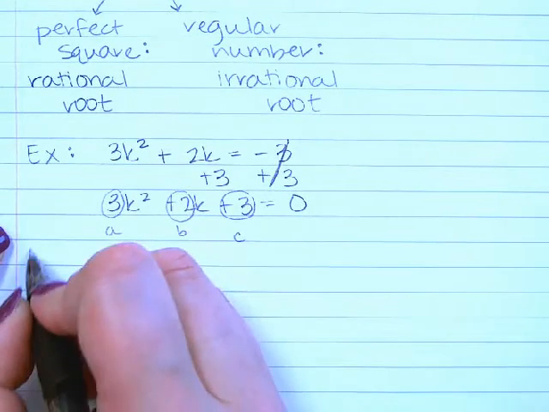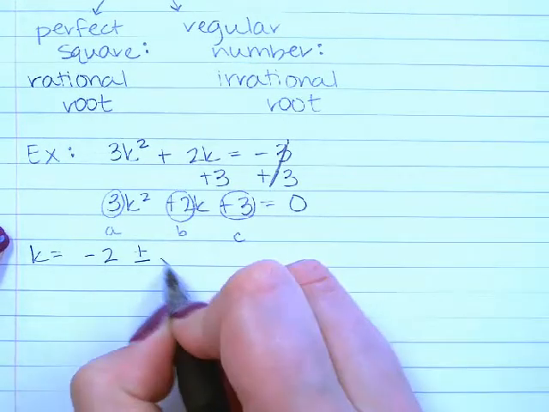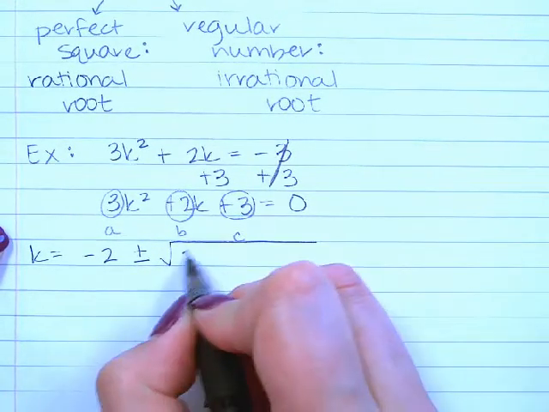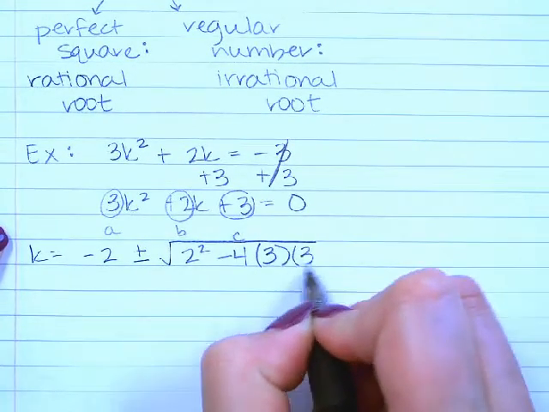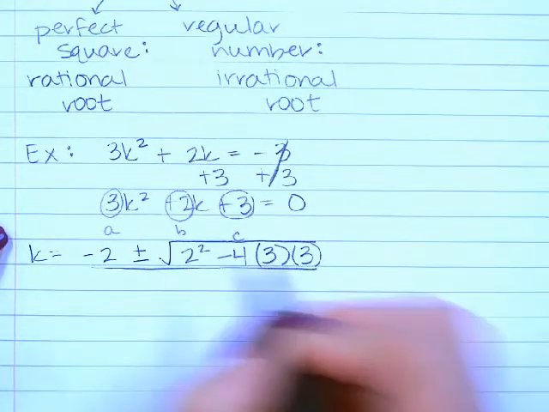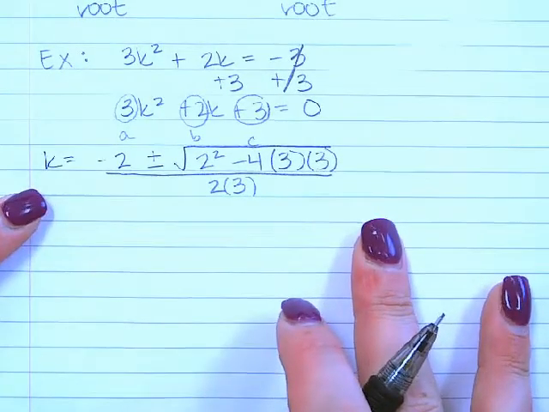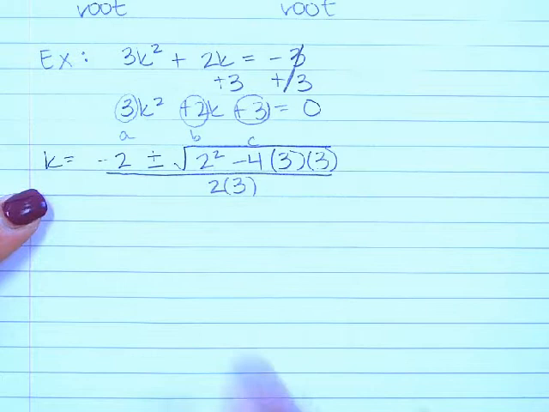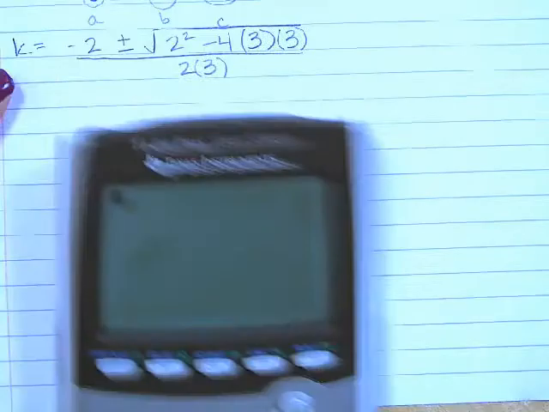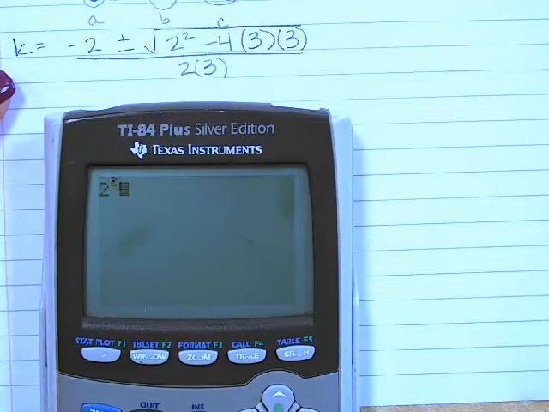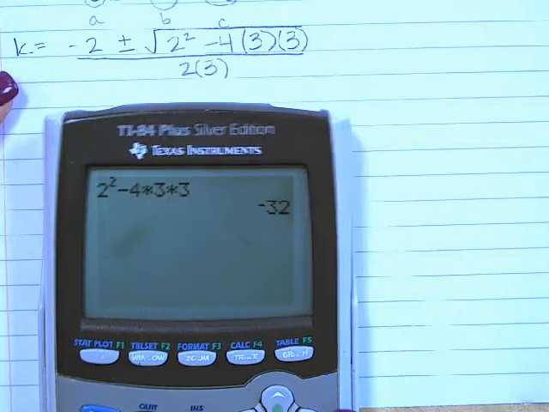So we're going to say k equals -b plus or minus the square root of b squared minus 4 times a times c, divided by 2a. All right, and because I know that some of these answers are going to be imaginary, I'm not going to plug the whole thing in all at once. I'm just going to find the discriminant to start. So 2 squared minus 4 times 3 times 3. And my discriminant is -32.